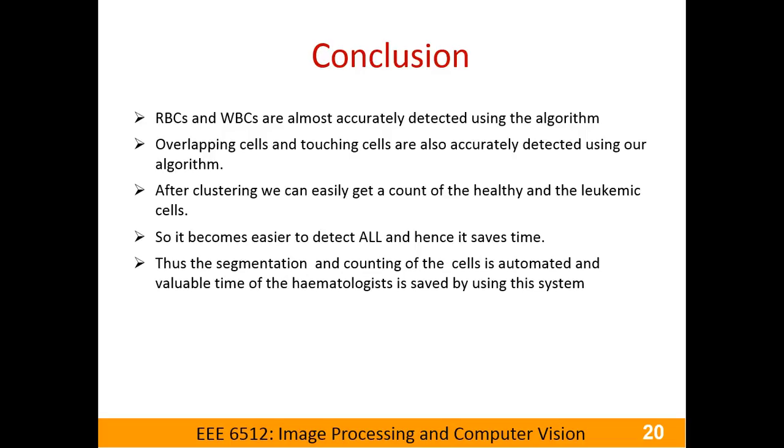After clustering we can get a count of the healthy and the leukemic cells, so it becomes easier to detect ALL. Thus the segmentation and counting of the cells is automated, and the valuable time of the hematologist is saved using this system.